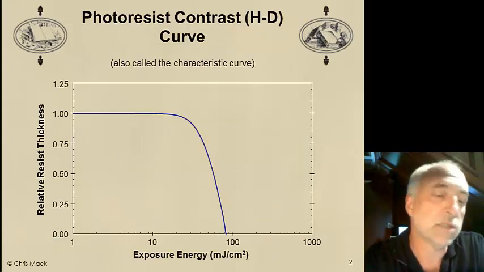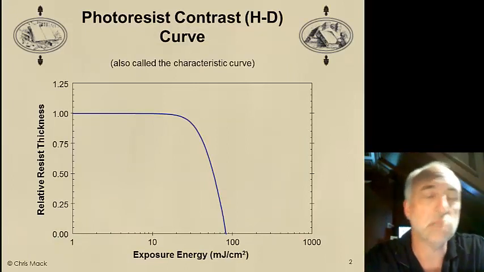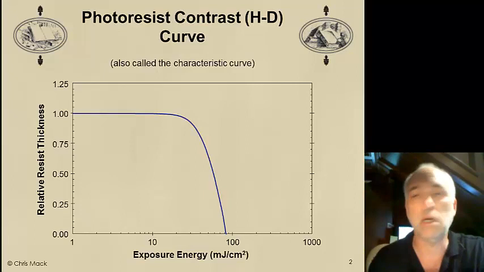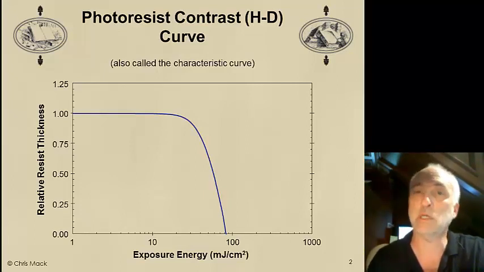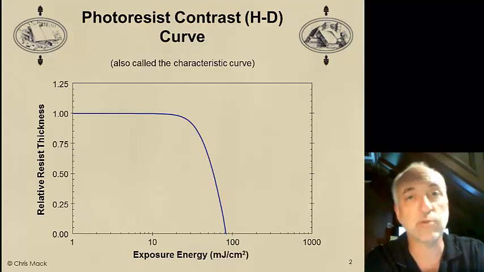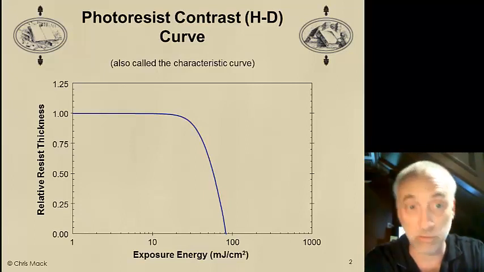Photoresist contrast is a measure of the quality of resist and the process of development. That's been around for a long time. In fact, the contrast curve is sometimes referred to as an HD curve.